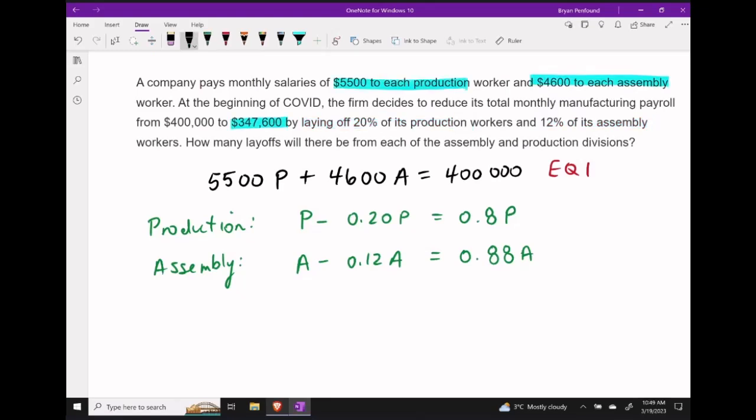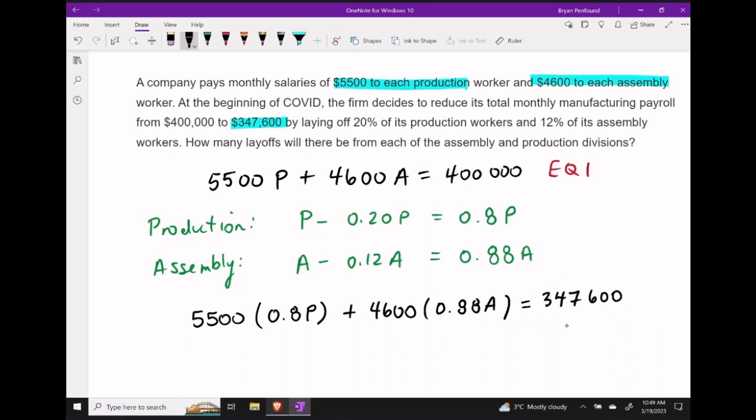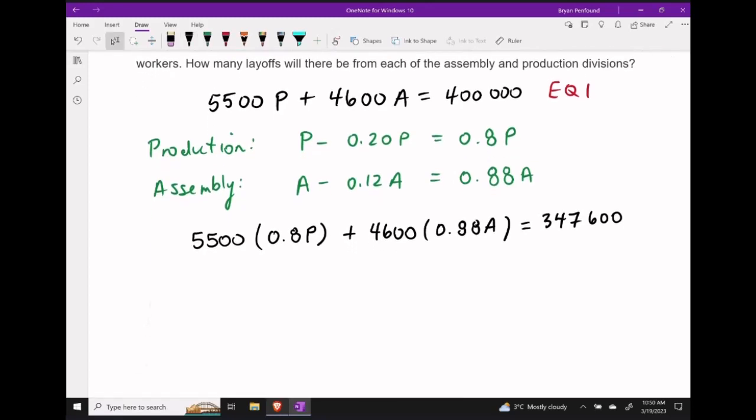Now we can try to draft up an equation that is a result of these particular layoffs. We're still going to pay our production workers $5,500. The only difference is now instead of having 100% of our production workers, we're only going to have 80% of them. Similarly, we're still going to pay our assembly workers $4,600. The difference is after our layoffs, we have 88% of them. After layoffs, we expect to pay out $347,600.